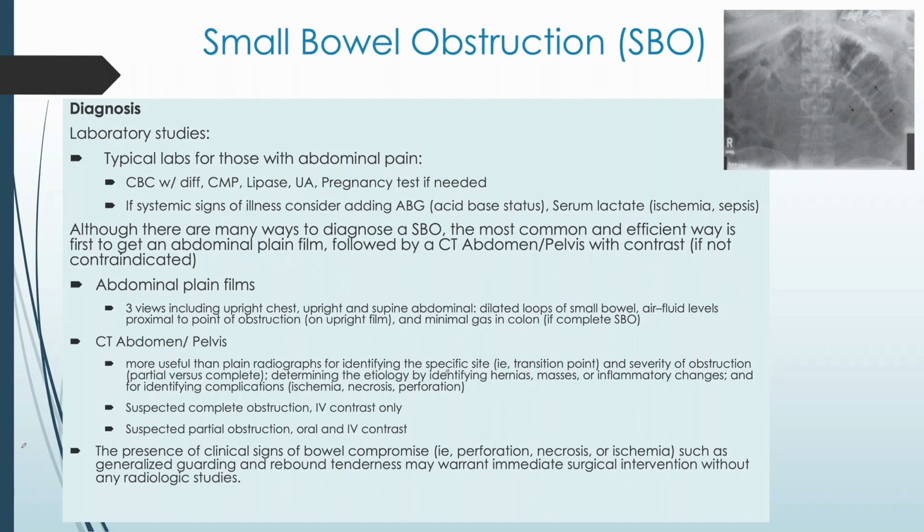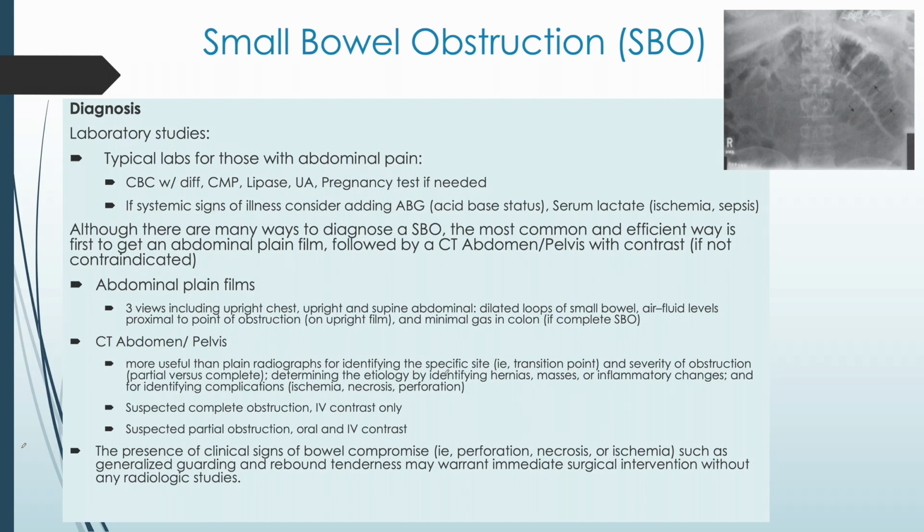Although there are many ways to diagnose small bowel obstruction, the most common and efficient way is to get first an acute abdomen series, which is plain film x-rays, followed by a CT abdomen pelvis with contrast if it's not contraindicated. And this is straight from the current textbook, because I know there is some matter of personal preference as far as what is the best initial radiologic exam to get for small bowel obstruction.